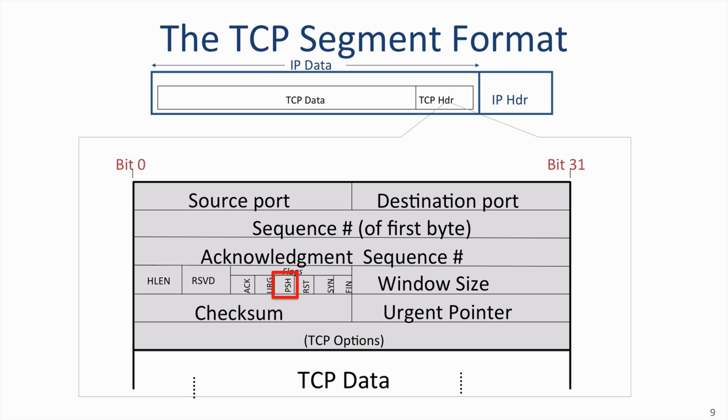Finally, the push flag, PSH, tells the TCP layer at the other end to deliver the data immediately upon arrival, rather than wait for more data. This is useful for sending short segments carrying time-critical data, such as a keystroke. We don't want the TCP layer to wait to accumulate many keystrokes before delivering them to the application.